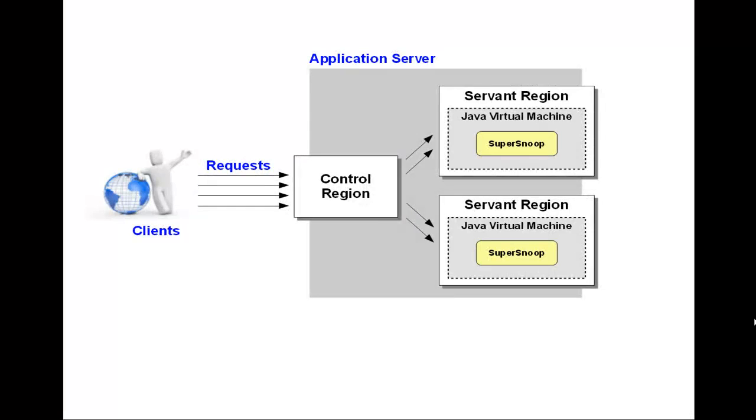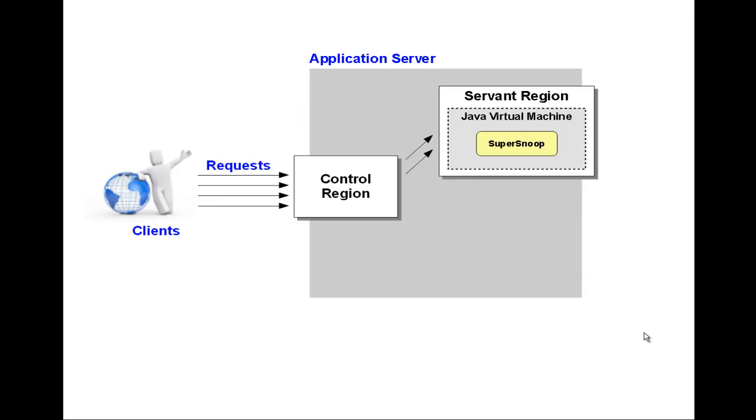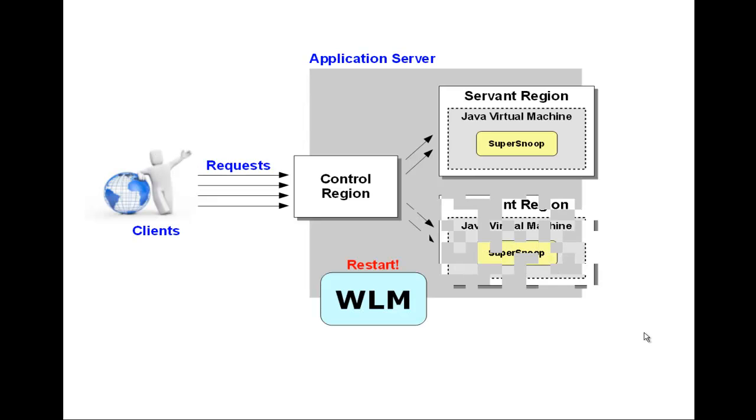WAS on zOS has a facility that strives to protect the minimum number of configured servants. So in the event that we have two servants, as we do in our environment, and one of the servants were to go out, that loss is detected and WLM will automatically restart a servant to get back to the minimum number of configured servants.